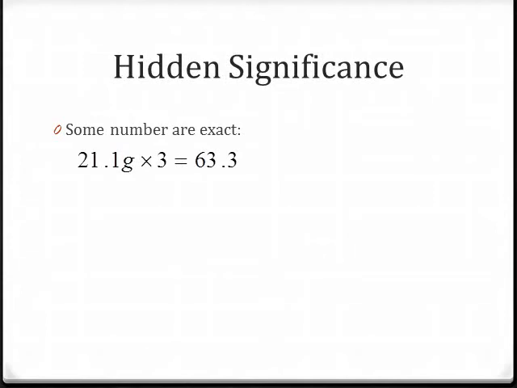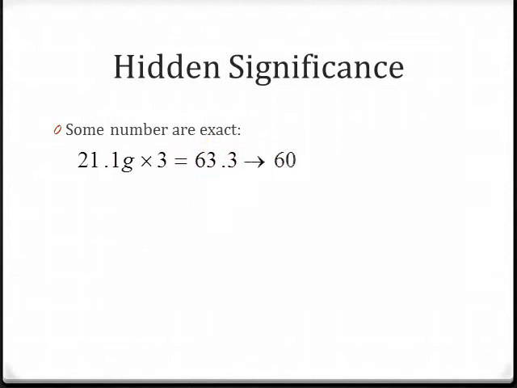One of the biggest problems we have with making sure all the numbers are listed to the right significance, or have the right number of sig figs, is that some numbers have hidden significance, and it's because some numbers are exact. For example, if we need to find out what 3 times this mass right here, 21.1 grams, is, I need to find 3 times that. The actual calculated quantity, or what my calculator would spit out, is 63.3. So how should I round this?